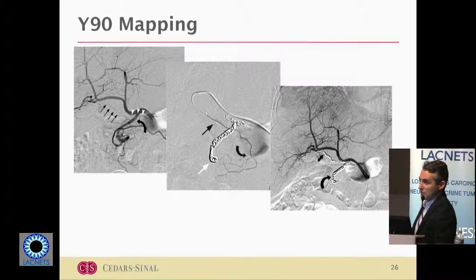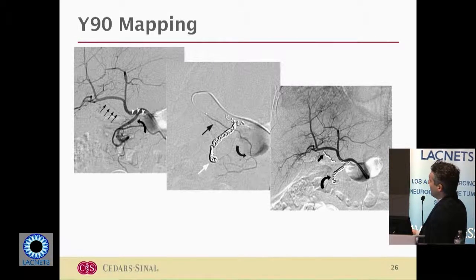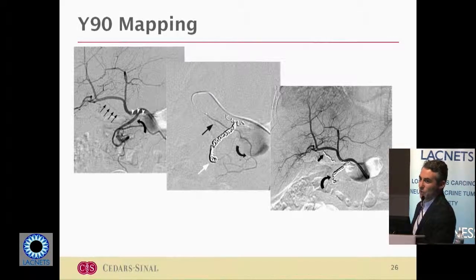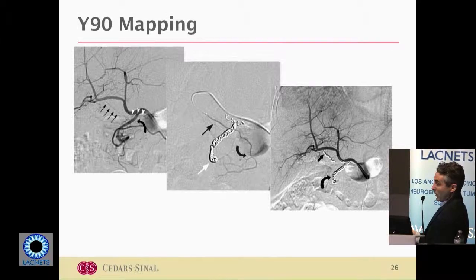So this is some angiographic pictures of the mapping procedure. And here, again, we're looking for vessels that feed bowels. This is the GDA, and a while back we used to block that vessel all the time, but we typically don't now. We can usually avoid it.